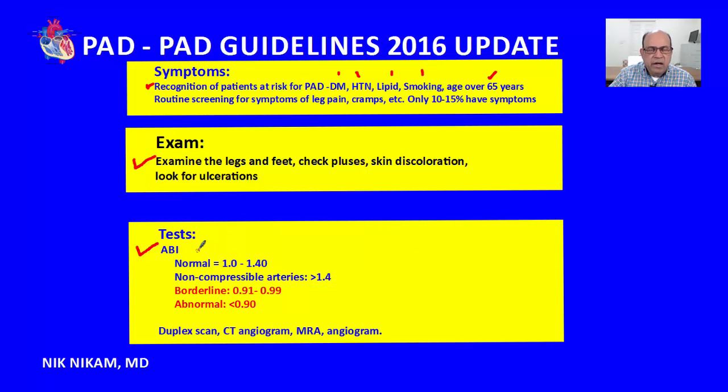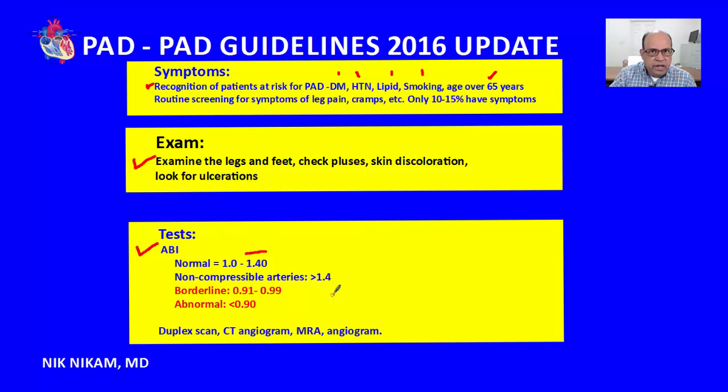The normal ankle brachial index is 1.0 to 1.40, and we see this higher number more so in patients with sclerotic arteries which are non-compressible. The results are borderline if the ratio is 0.91 to 0.99. If the ratio is less than 0.9, that is indicative of peripheral arterial disease involving the lower extremities.